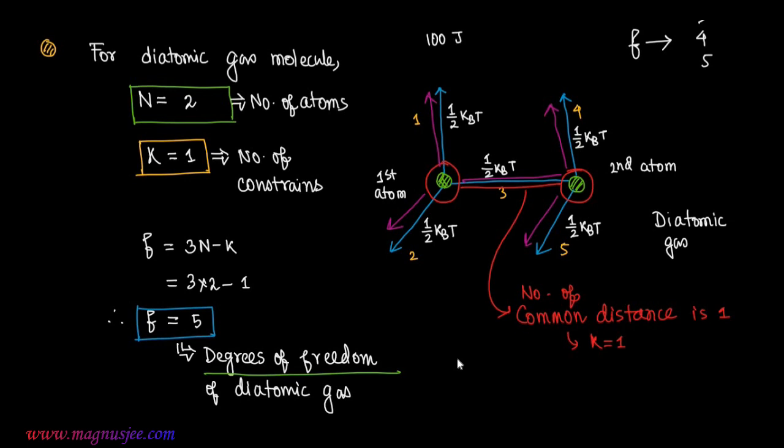Let 100 joule be the internal energy of a diatomic gas and that will be uniformly distributed along each degree of freedom. There are 5 different directions, or 5 degrees of freedom, and in each degree of freedom the amount of internal energy will be 20 joule. 20 joule is the amount of internal energy along each degree of freedom.